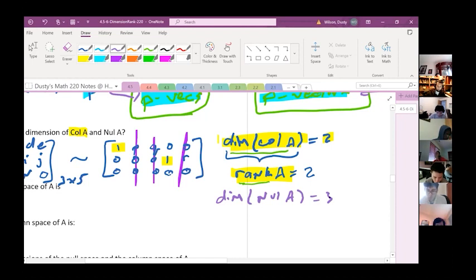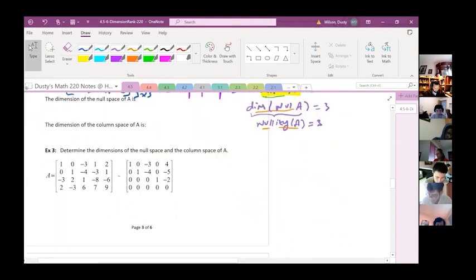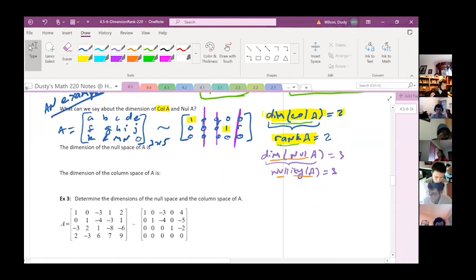Oh, that's so much writing. So let's come up with a new term for this. Let's call this the nullity. I don't think that's actually any shorter than what I had written before, but it is what it is. So two new words, rank and nullity. Rank is the dimension of the column space. Nullity is the dimension of the null space.